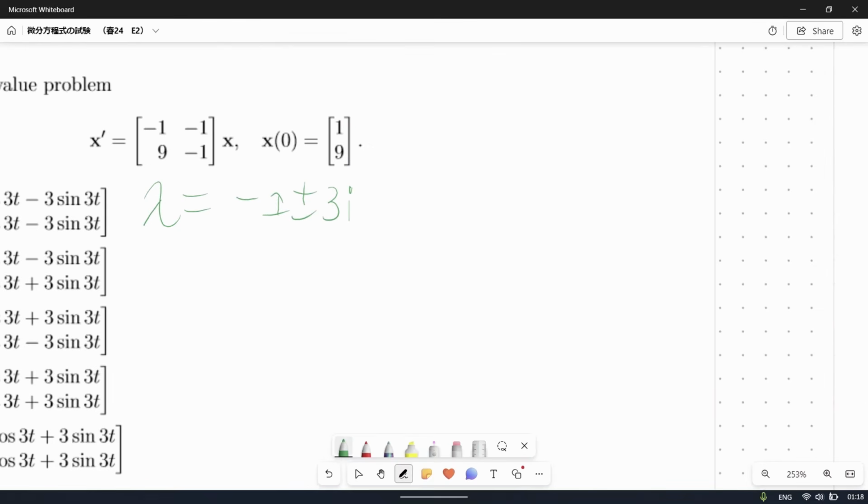And to do that, you would have to set up the determinant of A minus lambda I and set that equal to 0. And A is going to be equal to this matrix over here, and minus lambda I is just the identity matrix times negative lambda, like this. So when you plug everything in, you end up with a determinant that looks like this. So negative 1 minus lambda, negative 1, 9, and negative 1 minus lambda. And you set that equal to 0.